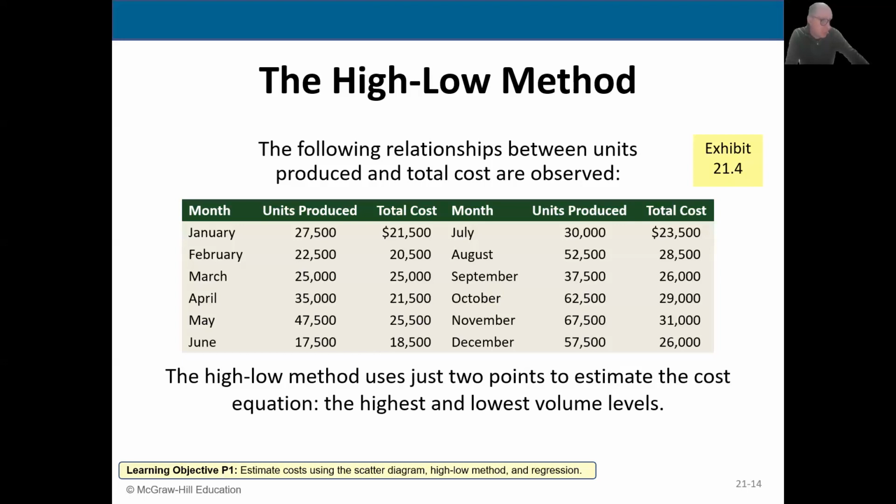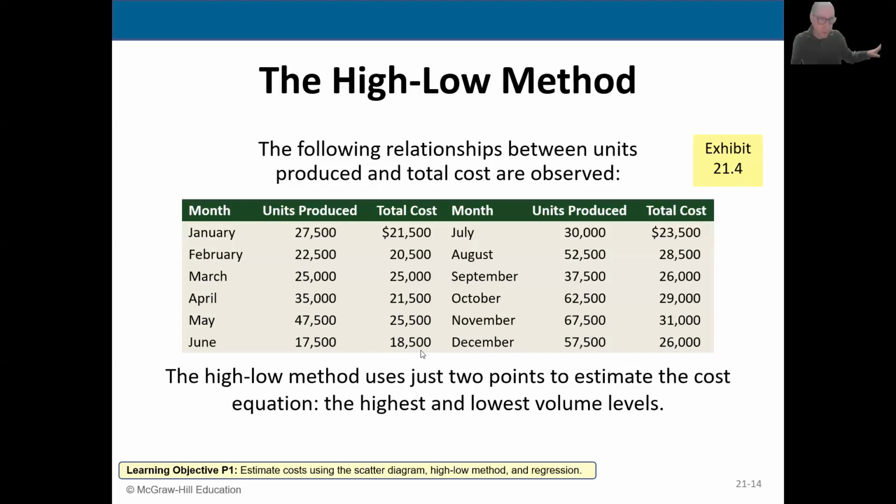The third step in this process is we're going to compute the total fixed costs by looking at the total variable costs at either the high or low levels, and then subtract from the amount of the total cost at that volume. So it's a three-step process. The first step, we figured out the high point is in November, 67,500 units at a total cost of 31,000.